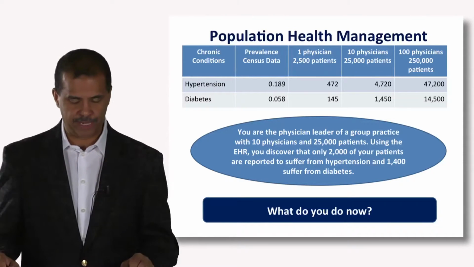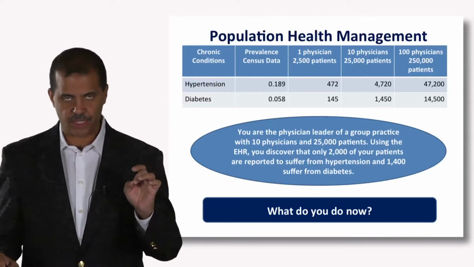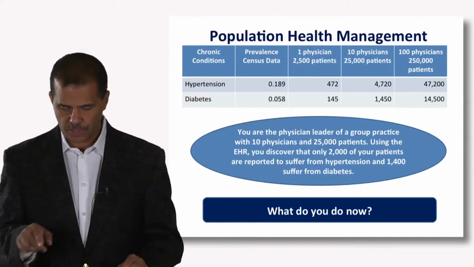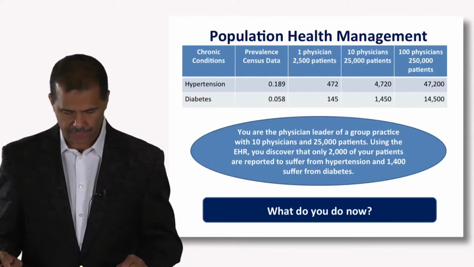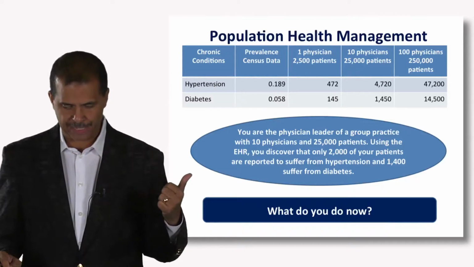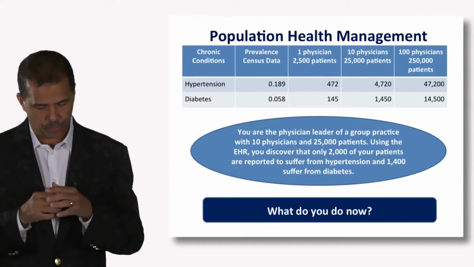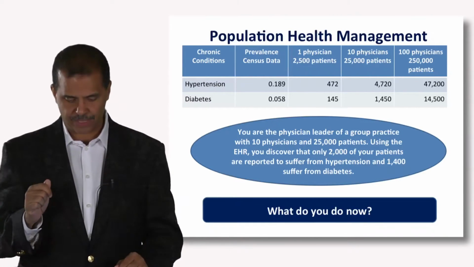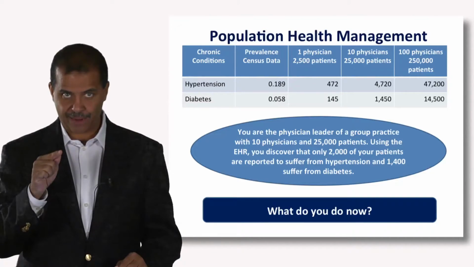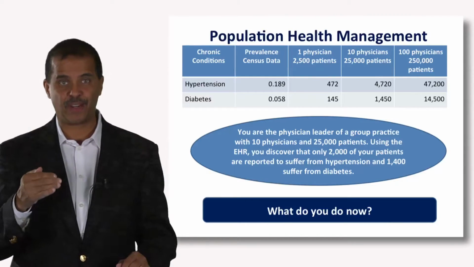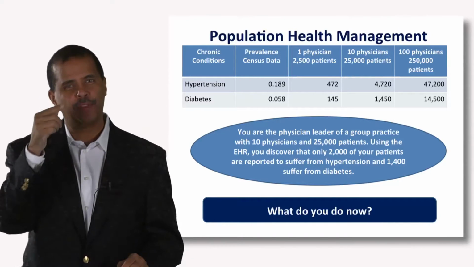So here's the challenge. Let me read it to you. You are the physician leader of a group practice with 10 physicians and 25,000 patients. You look at 10 physicians with 25,000 patients for hypertension, 4,720, diabetes, 1,450. So using the EHR, electronic health record, you discover that only 2,000 of your patients are reported to suffer from hypertension. So 4,720 minus 2,000 is 2,720. That's the difference. So you're asking yourself, what's accounting for that difference?